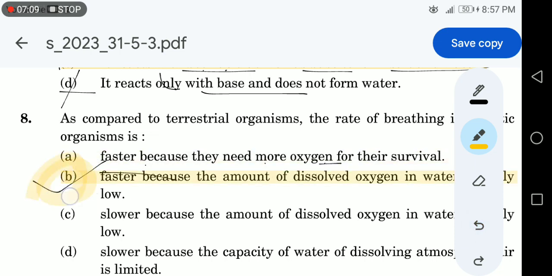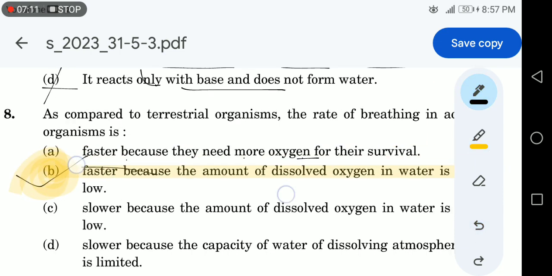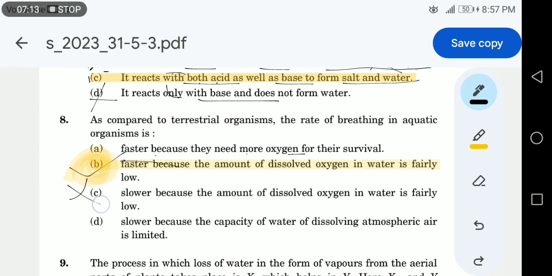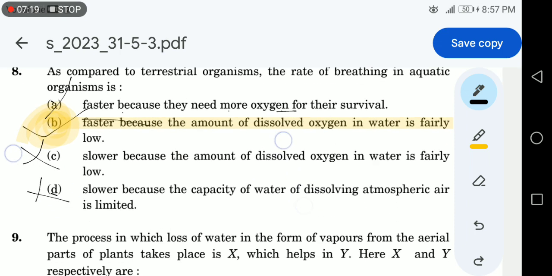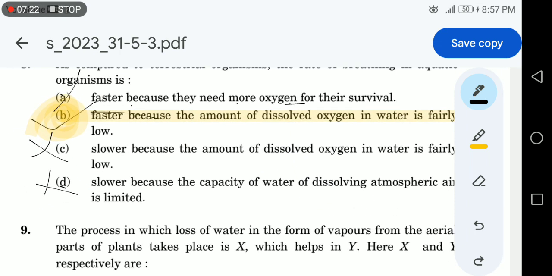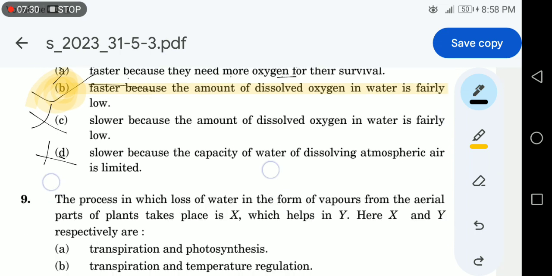The answer is option B. Slower, no, it is not slower. Slower, no. This is also not the answer. Faster because they need more oxygen, no. The amount of dissolved oxygen in water is pretty low as compared to the terrestrial organisms. So the terrestrial organism can breathe normally.